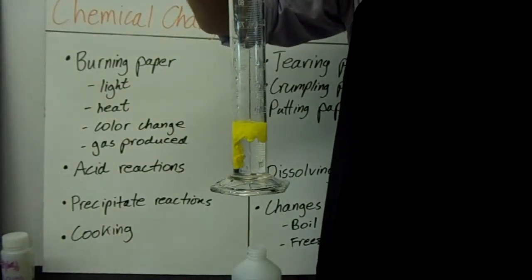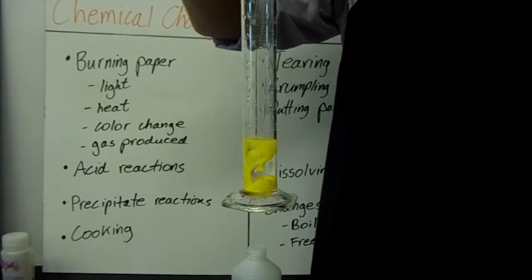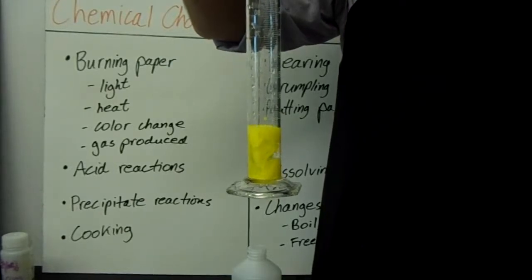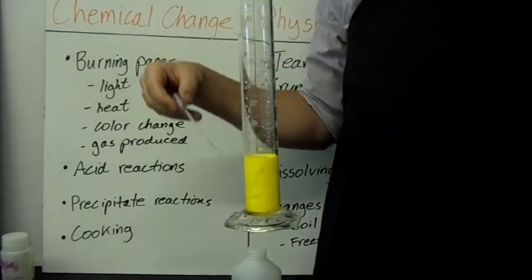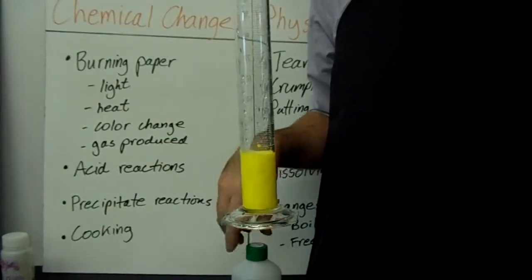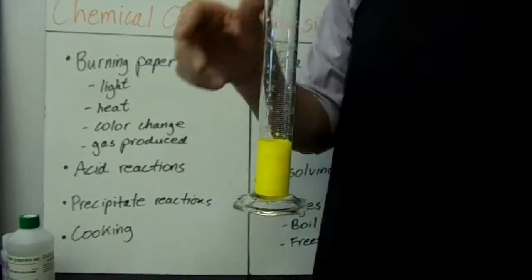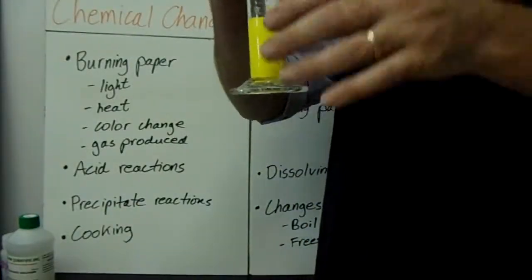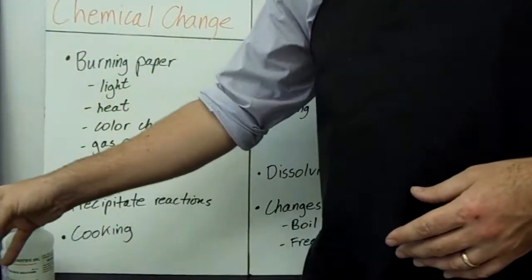do you see the yellow cloudy solid? It's a very fine solid. It looks a little bit like mud in a river. And if we leave it there for long enough, it'll all sink to the bottom and we'll be left with a clear liquid with this yellow solid at the bottom. So a precipitate reaction is where you make a cloudy solid out of two liquids.